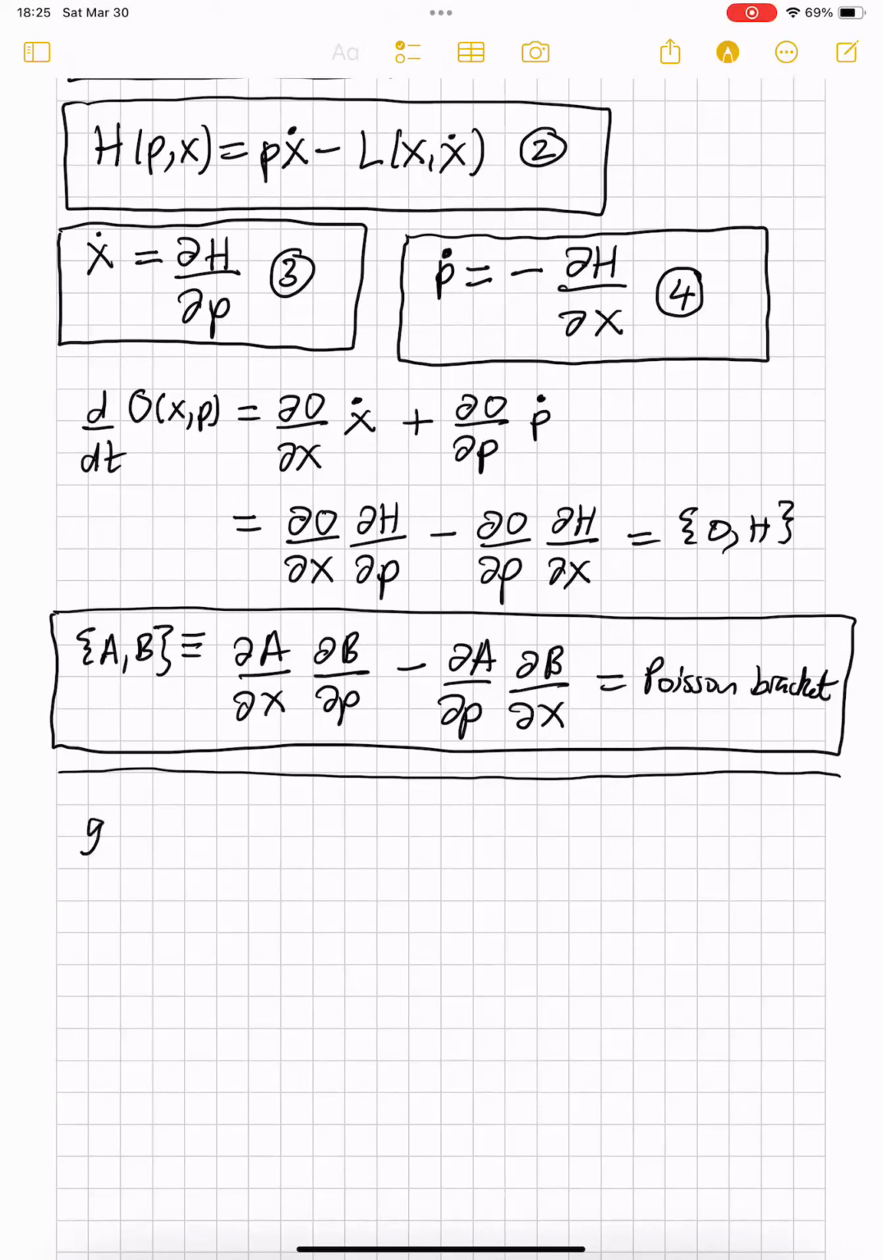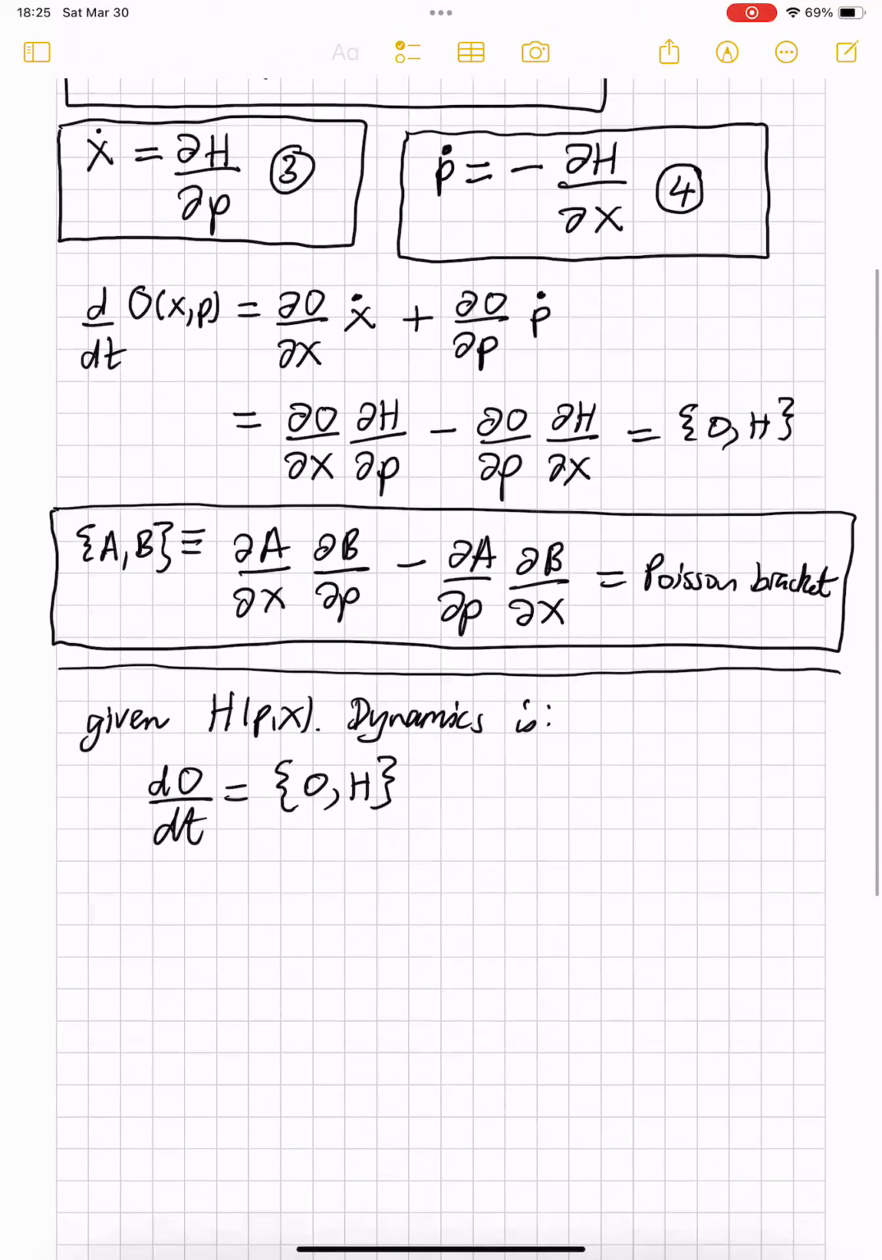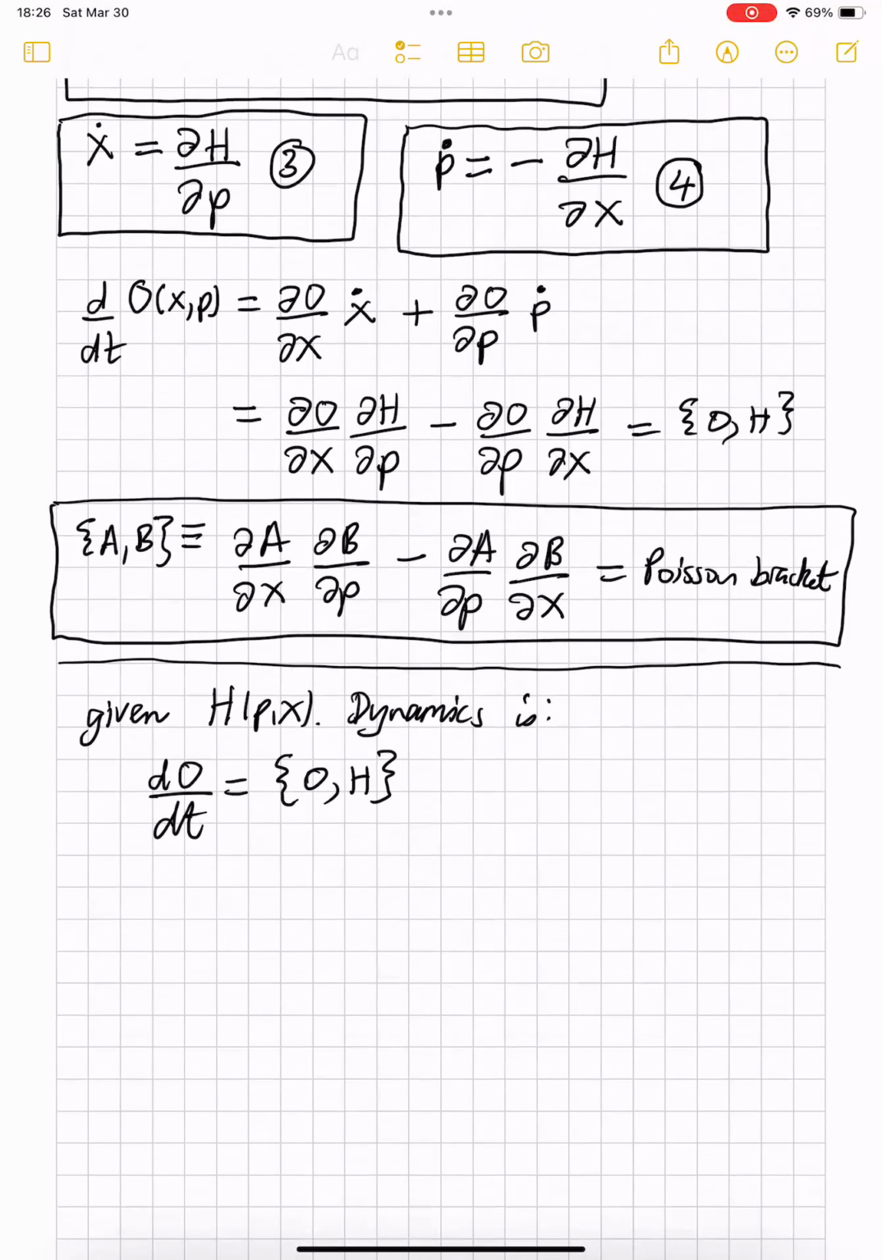I'm going to say we are given the Hamiltonian as a function of P and X. And I'm going to tell you that the dynamics is dO/dt is equal to the Poisson bracket of O with H. Okay? Now, you might say to me, no, don't do this. You know, we've lost Hamilton's equations 3 and 4. Well, let's check and see if we've lost Hamilton's equations or not.